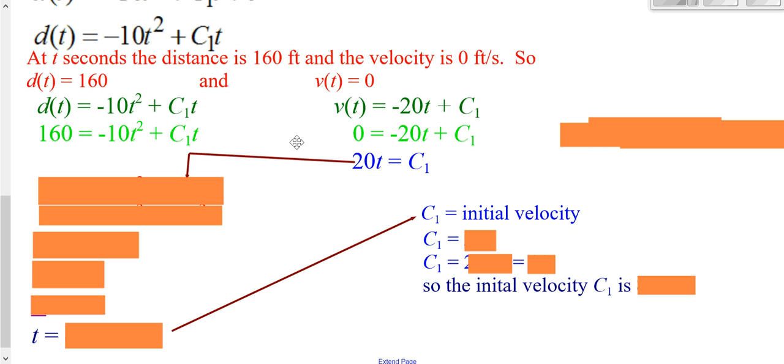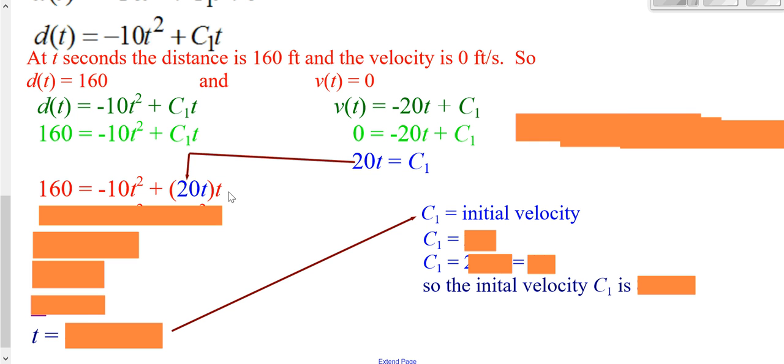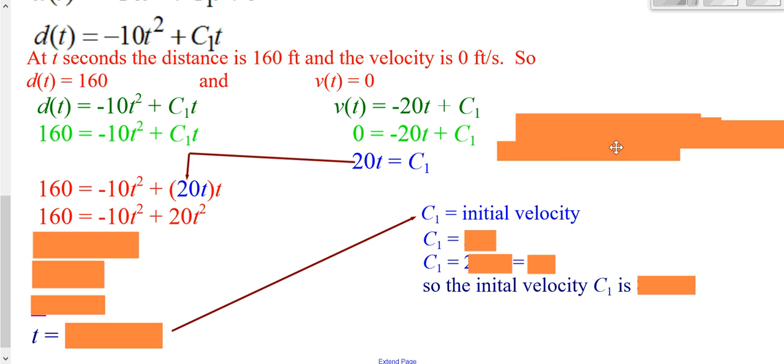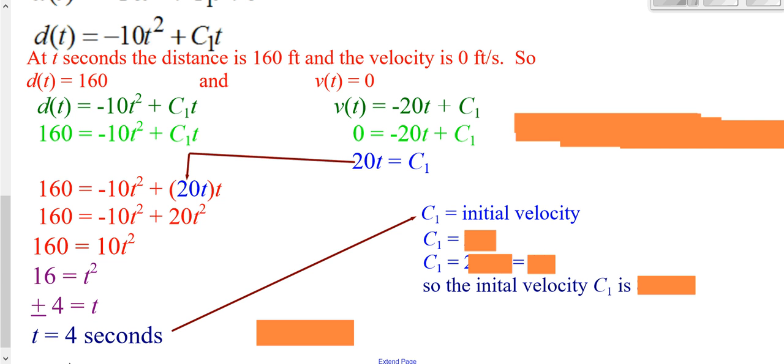Take this c1 and plug it in right here for c1. So c1 is 20t. Plug in your 20t right here. So you'd still bring down your 160, bring down your negative 10t squared, plug in your 20t, still with that t on the outside. So in other words, we get a 20t squared here. Well, negative 10 of the t squareds plus 20 of the t squareds is 10 of the t squareds. Now we can easily solve this by dividing by 10. Taking a square root, we get plus or minus 4. Well, it doesn't make sense to have a negative time in the context of our problem, so we know the time it takes to stop is 4 seconds.